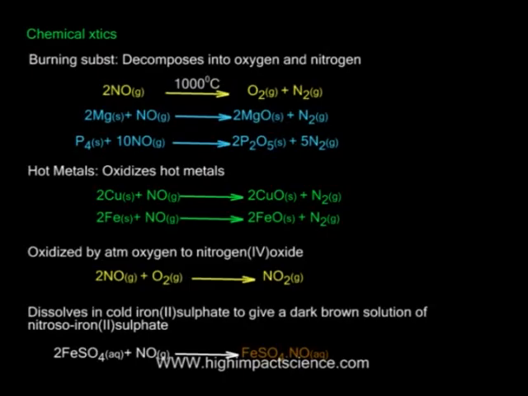Nitrogen 2 oxide is used in the manufacture of nitric acid. The process involved will be described later under synthesis of nitric acid.